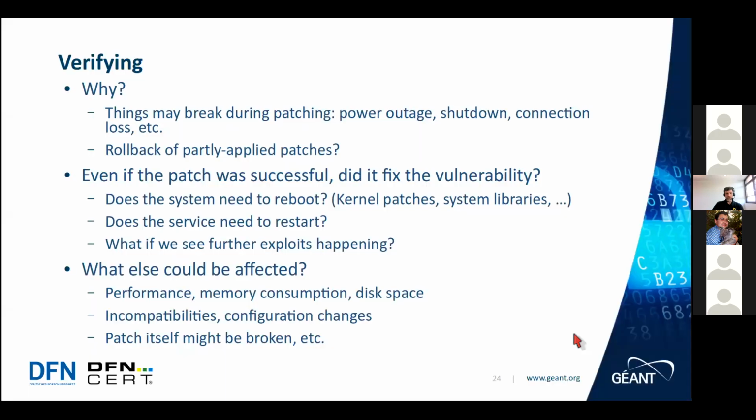And the last point already is verifying the patch. As I've said, the reason behind this is that things may break during patches. There may be power outages or network connection loss, or we have to roll back partly applied patches, or we really find out that something else breaks during the patch. This happens rarely, but it does happen. The patch itself might be successfully applied, but it does not really fix the vulnerability.